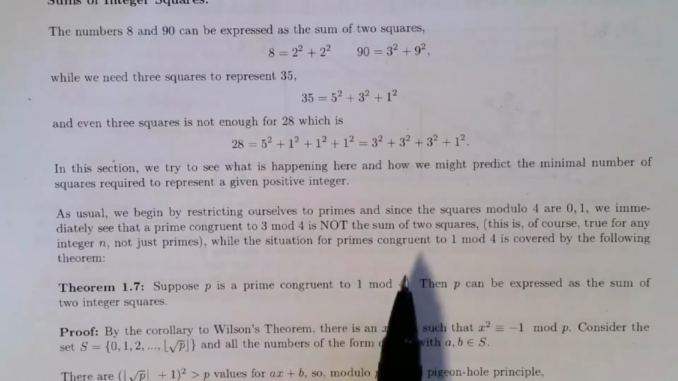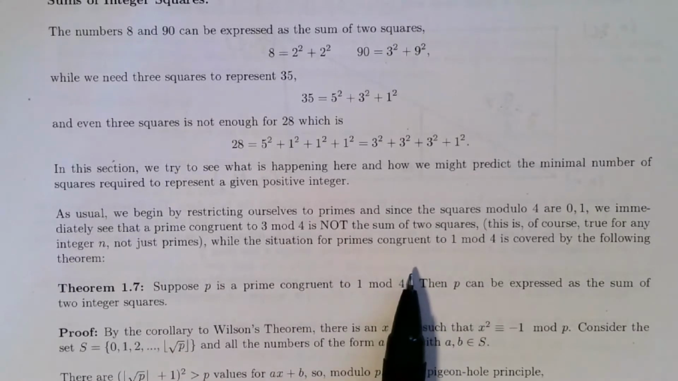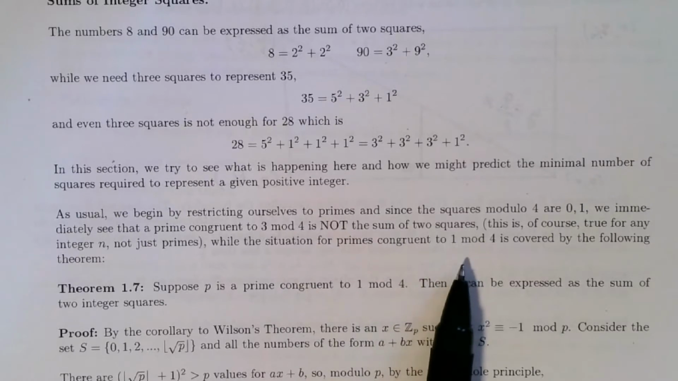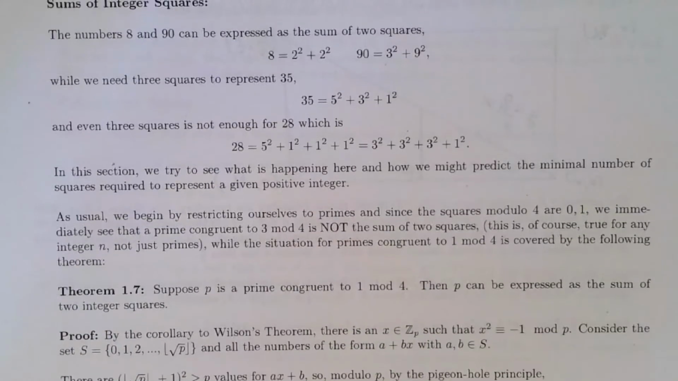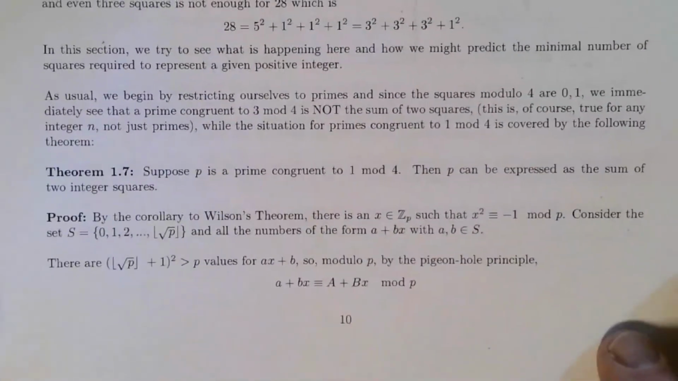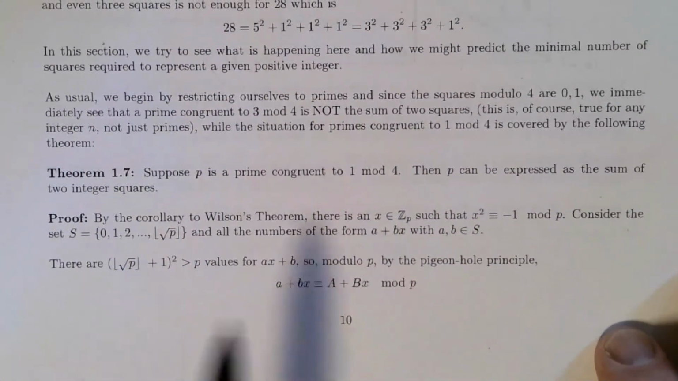The situation for primes congruent to 1 mod 4, however, is very different. You can take a number like 5, of course, which is a 1 mod 4 prime, and write it as 2 squared plus 1 squared. And in fact, the following theorem tells me I can always do that for any 1 mod 4 prime. This is a lovely proof. There are many proofs of this. This is, I think, one of the nicest proofs. It uses, in fact, the pigeonhole principle.